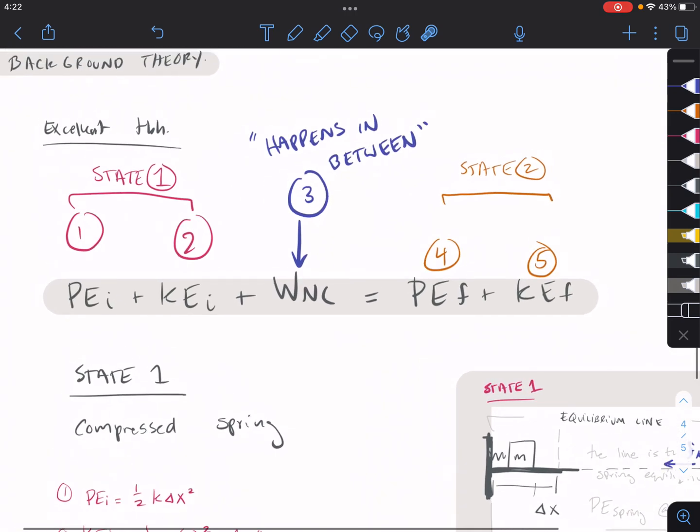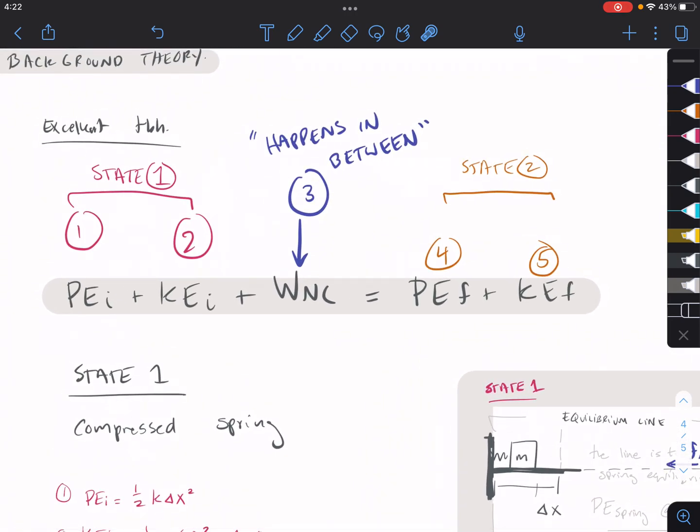So the way that we use our conservation of energy equation is we say the initial potential and initial kinetic energy at the state that we picked, plus some non-conservative work term, and this is what happens in between state one and state two, is equal to the final potential energy and the final kinetic energy.